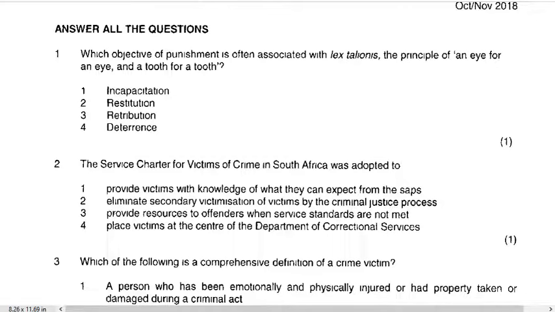Okay, second question. The Service Charter for Victims of Crime in South Africa was adopted to, the answer is 2, eliminate secondary victimization of victims by the criminal justice process. This is found on page 75 and 76 of our study guide, okay?